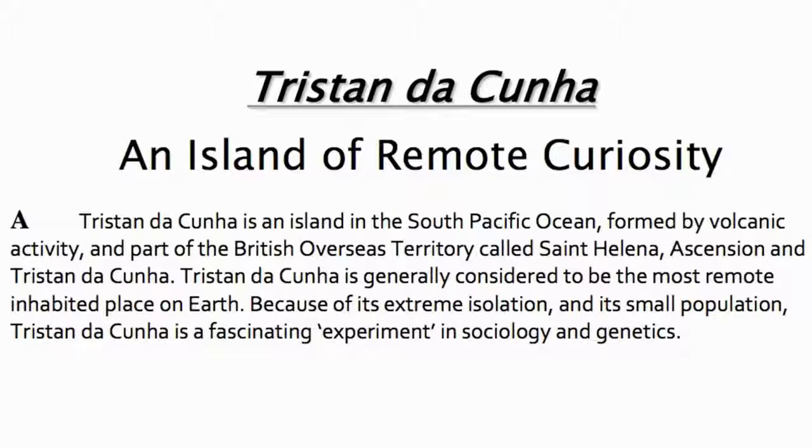Tristan da Cunha, an island of remote curiosity. Tristan da Cunha is an island in the South Pacific Ocean, formed by volcanic activity and part of the British Overseas Territory, called St. Helena, Ascension and Tristan da Cunha. Tristan da Cunha is generally considered to be the most remote inhabited place on Earth. Because of its extreme isolation and small population, Tristan da Cunha is a fascinating experiment in sociology and genetics.